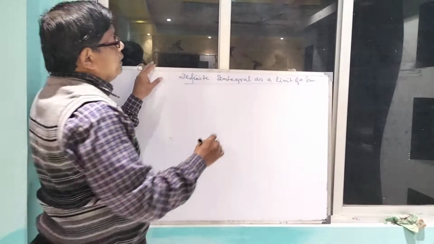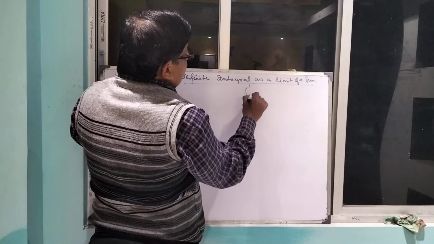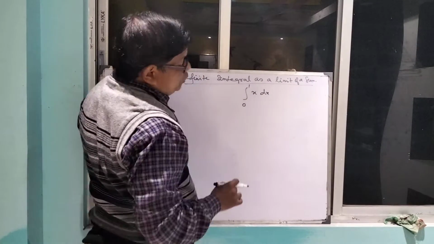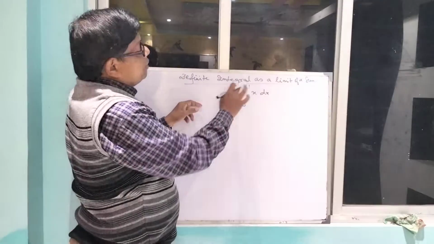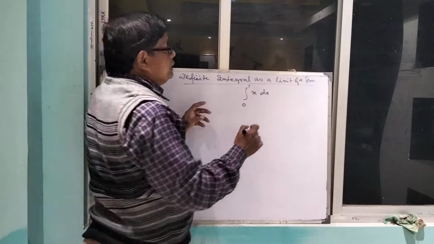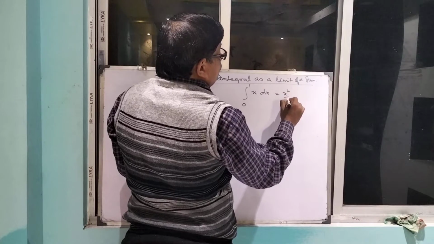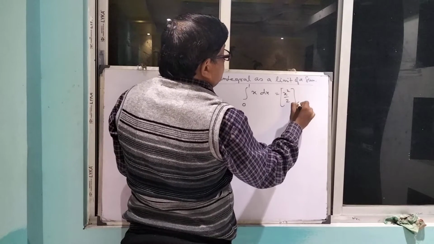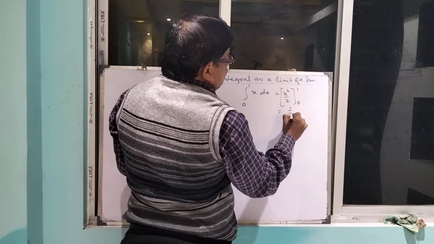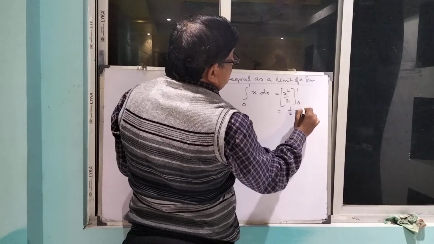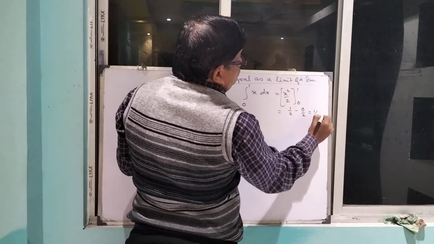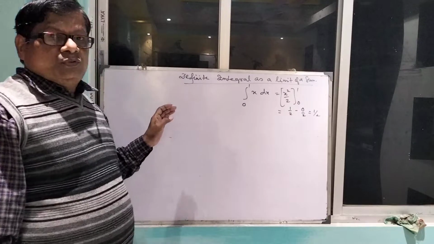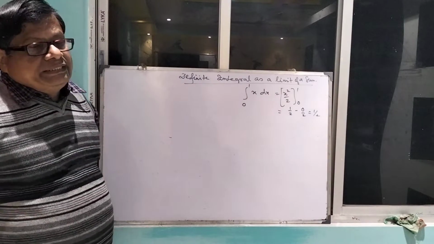Suppose I write 0 to 1, x dx. So this is the lower limit, this is the upper limit. Simple integration, as you know, x square by 2. So write 0 to 1, that is 1 by 2 minus 0 by 2. So 1 by 2 is there. Okay. So one statement is there, right?